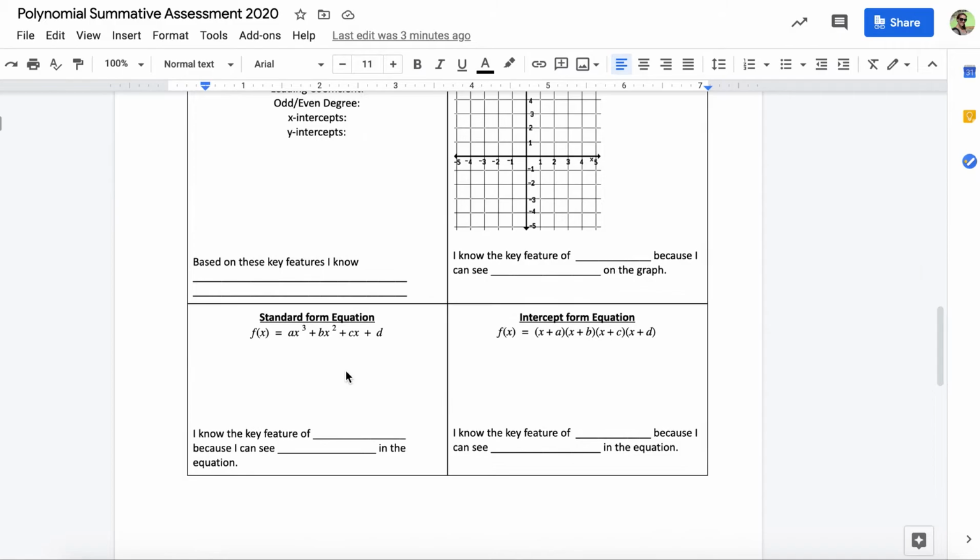Okay, so as you can see, you're going to be filling out these 4 boxes for problem number 1. Problem number 1, the standard form of the equation is given, and so you have to fill out the other remaining 3.